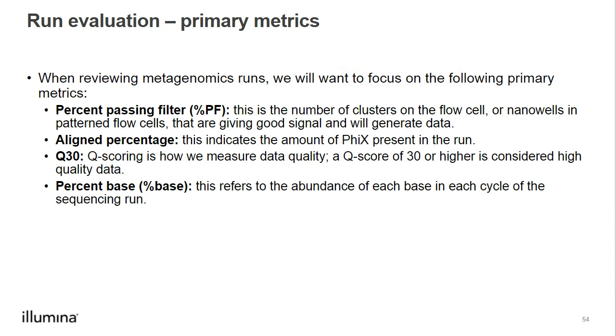The third is the Q-score. Q-scores are how we measure the quality of the sequencing data. A Q-score of 30 or higher is quality data. Fourth, we want to evaluate the percent base. This refers to the abundance of each base, A, T, C, and G, in each cycle of the sequencing run. This will be different depending on if the libraries are amplicon-based, like 16S or ITS, or if they're shotgun metagenomics libraries. For these metrics, there will be different expectations depending on the instrument used for sequencing. If you have any questions about the specific sequencer you are using, please reach out to technical support.